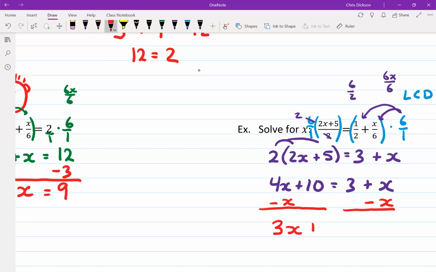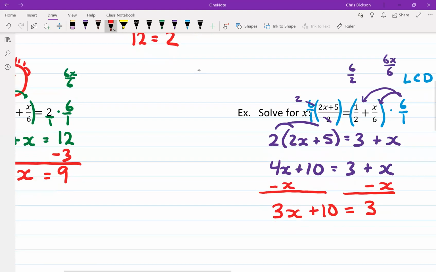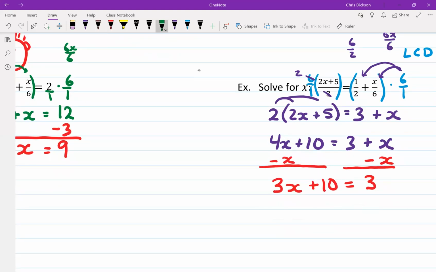I've got to bring the 10 down. And now on this side, the x's would cancel, leaving me with just 3. Okay, so now I have to move the 10 over using my addition property. So I'm adding 10 to the left-hand side, so I need to subtract 10.